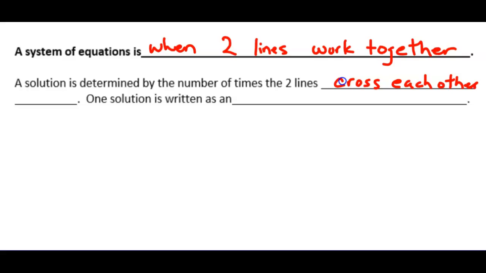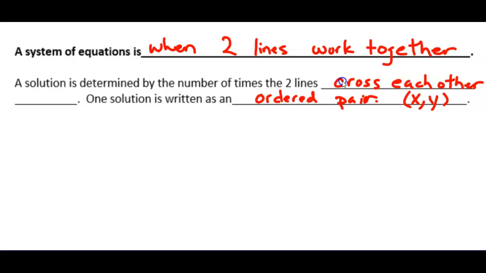Okay? So the solution is determined by the number of times the two lines cross each other. One solution is always written as an ordered pair. And that ordered pair is our answer. And remember, our ordered pair is always X, comma, Y. Always, always, always. So those are some important facts.